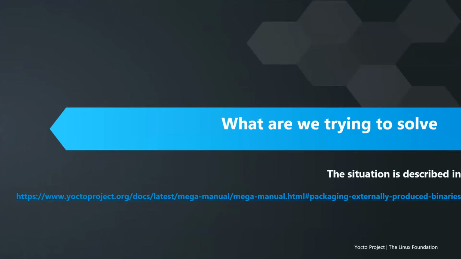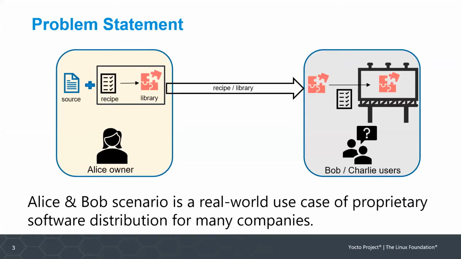The link for the mega manual is just provided over here. Probably you can go through it later. So to deal with pre-builds, there were a couple of suggestions which are already given by the community. So before going there, I would like to just briefly tell about the problem which I'm trying to address.